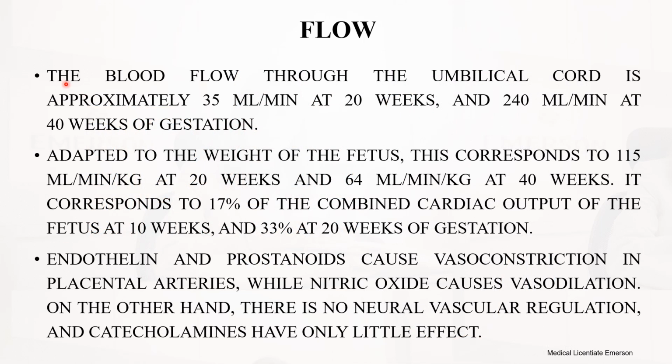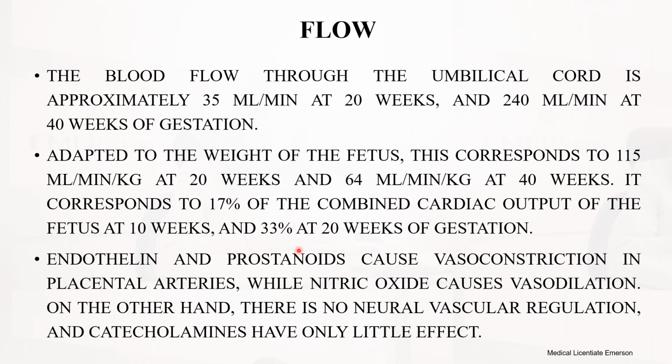Then the blood flow through the umbilical vein is approximately 35 ml per minute at 20 weeks and 240 ml per minute at 40 weeks gestation. This is adapted to the weight of the fetus. This corresponds to 115 ml per minute per kg at 20 weeks and 64 ml per minute per kg at 40 weeks. It corresponds to 17% of the combined cardiac output of the fetus at 10 weeks and 33% at 20 weeks of gestation.